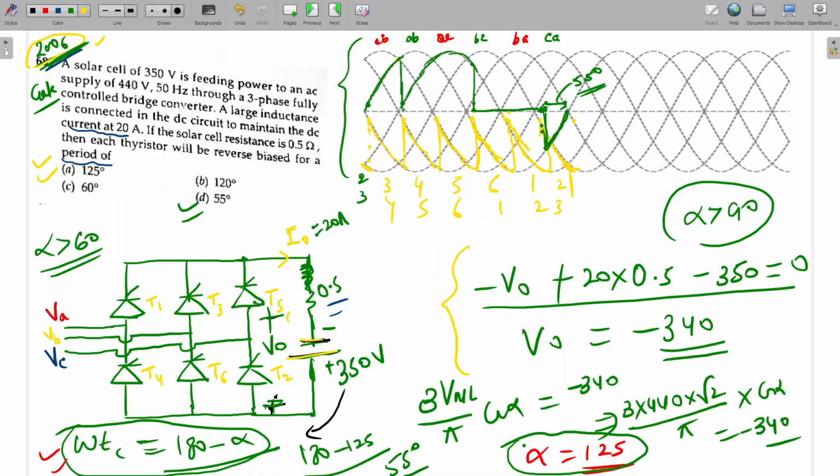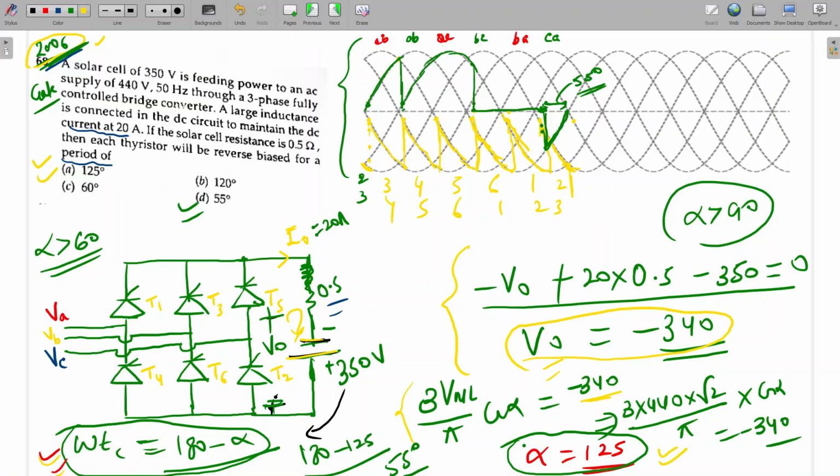So simply we have applied KVL in this one. So this V naught, how much are we getting? Minus 340. To feed back the power, this V naught should be minus 340. With this 20 ampere current, this output voltage should be minus 340. So I have applied the equation: 3 Vm by pi cos alpha should be equal to minus 340. And by solving, we got 125. So 125 is greater than 60 degree. If it is greater than 60 degree, we'll apply this one. Is it clear?